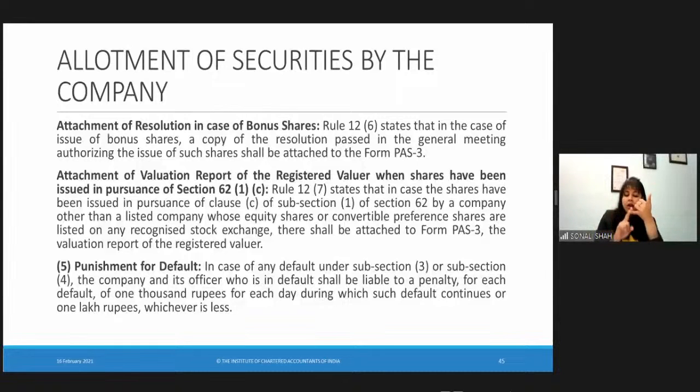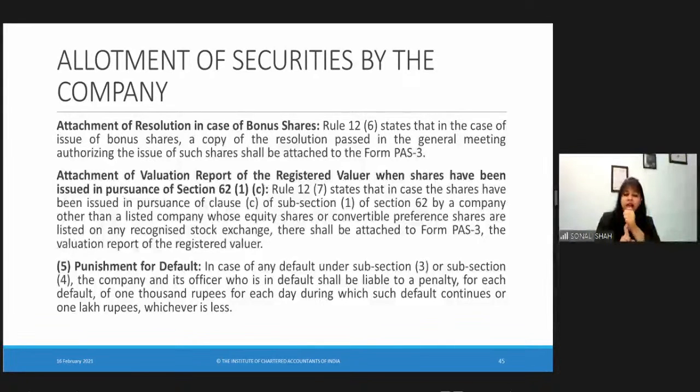Then, along with the report of the valuer, if the kind of share being issued is a bonus share, in that case, the resolution that is passed in general meeting for issue of bonus share has to be attached in form PAS 3. Then the valuation report of the registered valuer when shares have been issued pursuant to 62(1)(c), which is equity shares or convertible preference shares listed on a stock exchange. For those, the company has to submit the report of the registered valuer also.